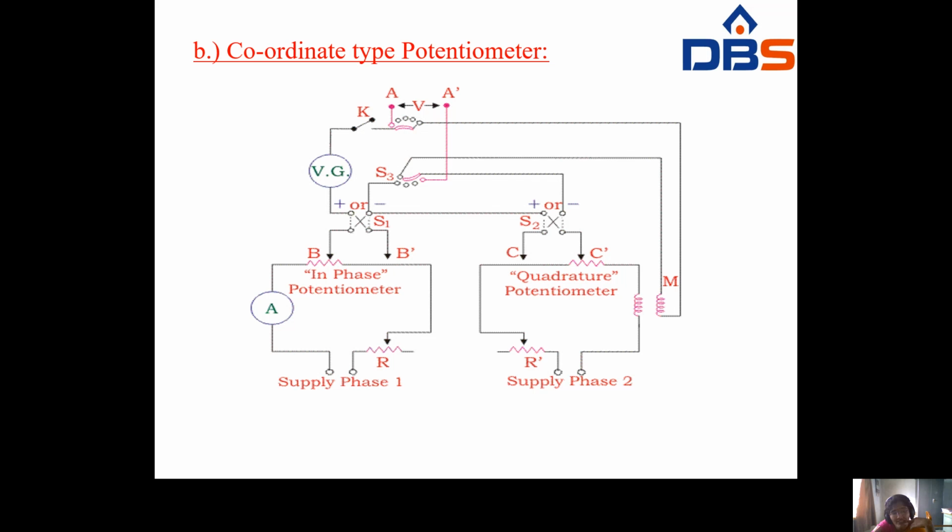Whenever you give the supply, at that time switch S1 is closed, S2 is closed, and S3. So all switches are closed. At that time they show the values. Here you have to find out the unknown resistance values. To find the unknown resistance, you have to find out the current values. The current will flow through these potentiometers. Whenever you know the resistance and current values, you have to find out the voltage value.